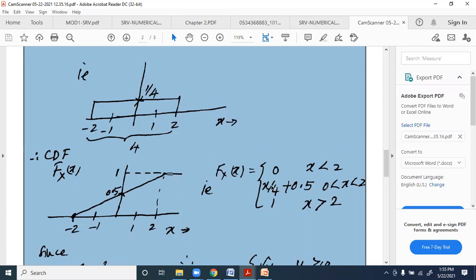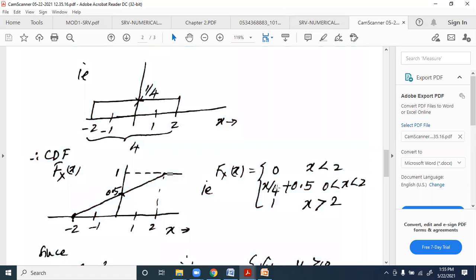So that's why 1 by 4 x, or x by 4. And the y-intercept over here is 0.5. Therefore, you can write it as 0.5. Otherwise, you can also write this as -2 comma 0 and this as 2 comma 1. So you have 2 points. You can try to write the equation of the straight line, which will again turn out to be the same thing. There are different methods of finding the equation of the straight line.